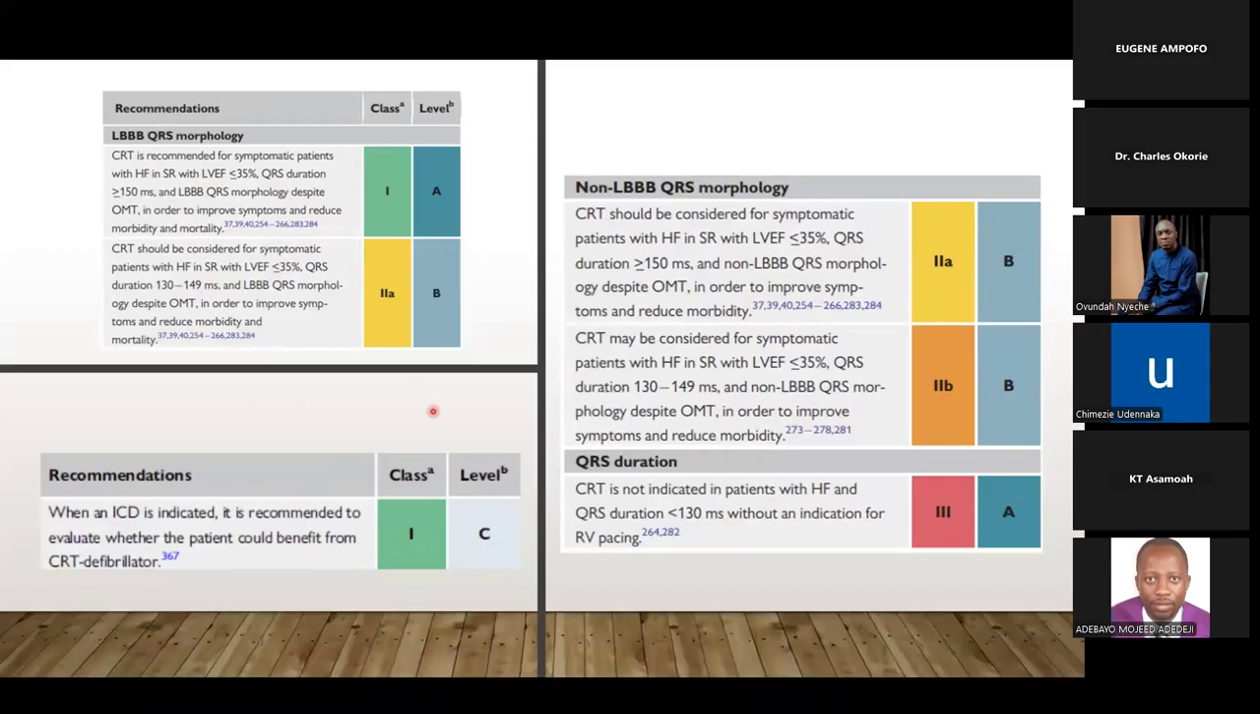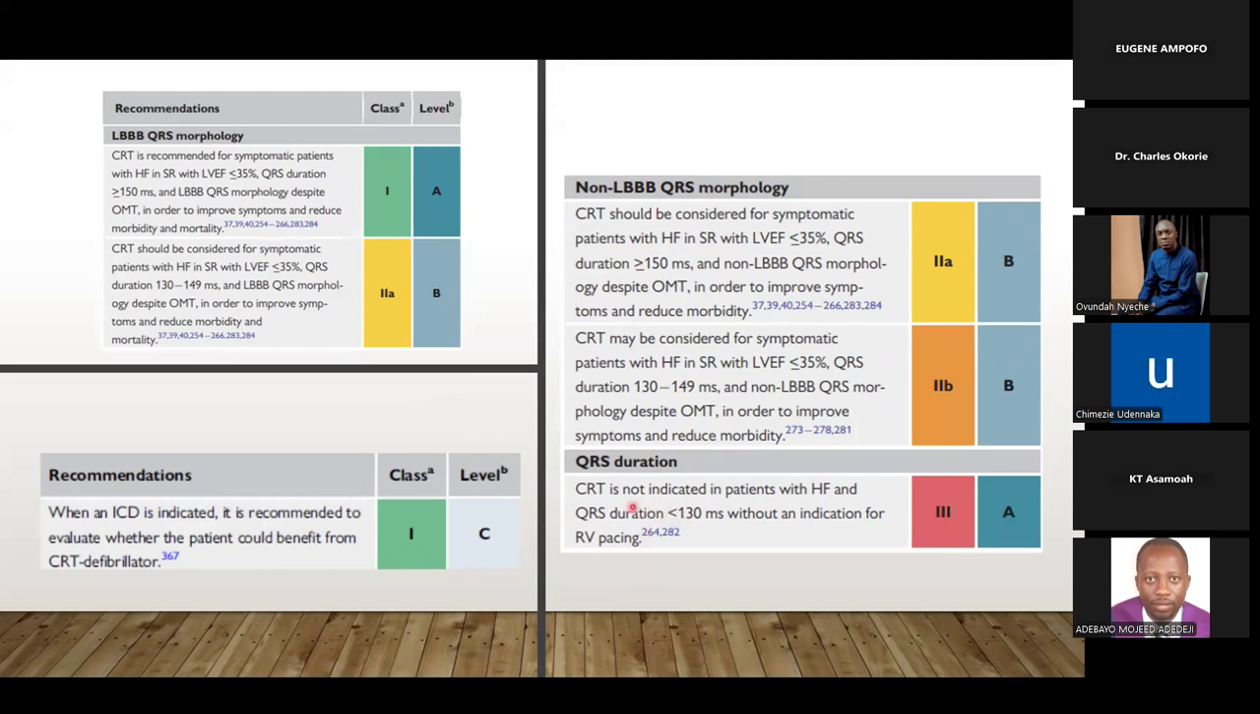Even though there's room for CRTP and CRTD, CRTPs are not put in as much as CRTDs because generally, by selection, those who will tend to need a CRT will likely have a risk of an arrhythmia. But if you're picking people who have an EF of less than 35% with a broad QRS, these are people who will have a higher risk of developing arrhythmias. So rather than putting in a CRT, which will just pace, you'd prefer to do a CRTD. So they tend to be put in much more.